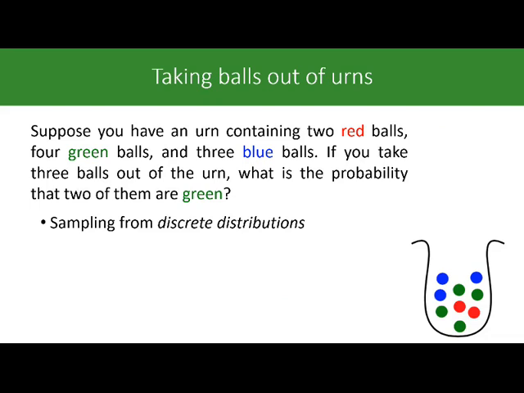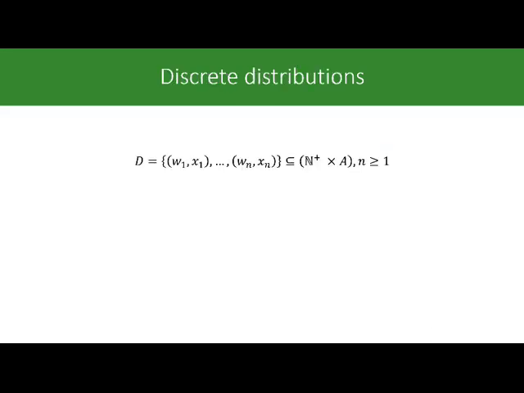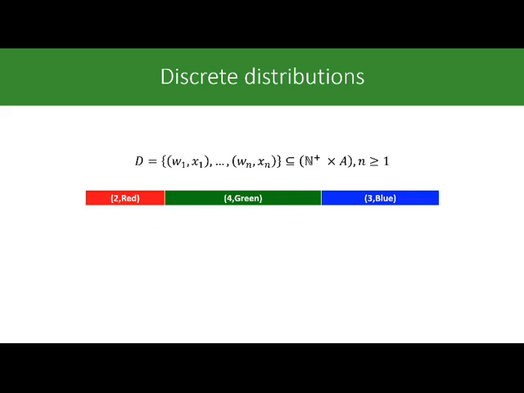And the question that we're going to deal with in this talk and in our paper is what an efficient and persistent representation for such distributions is. Before I go into that, though, here's what I mean by discrete distributions. Mathematically, a discrete distribution is just a set of pairs of positive numbers and elements drawn from some domain A. For example, the distribution of the urn in the previous slide can be represented as 2, red, 4, green, 3, blue.